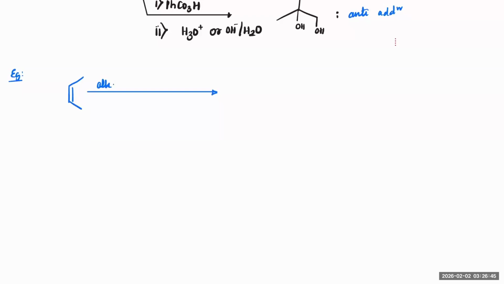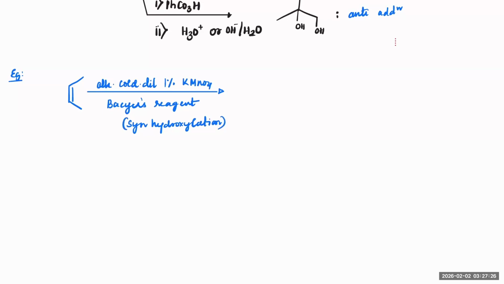1% KMnO4. So when you have dilute at 1% KMnO4, it meant that we are using very dilute KMnO4, which makes it something called Bayer's reagent. That's the name of this reagent. So it is exclusively used for syn hydroxylation. Syn hydroxylation. That means syn addition of two OH groups.